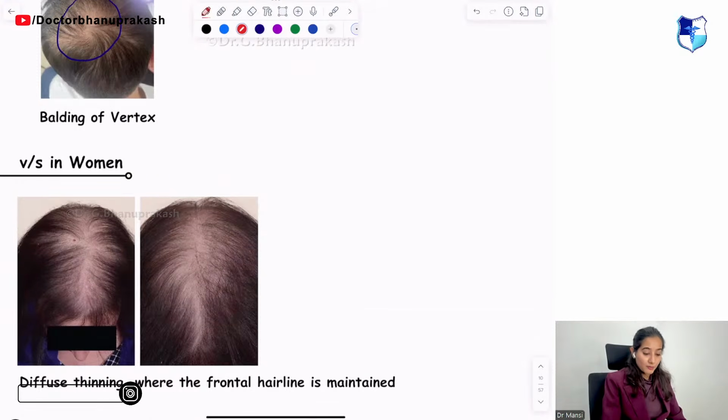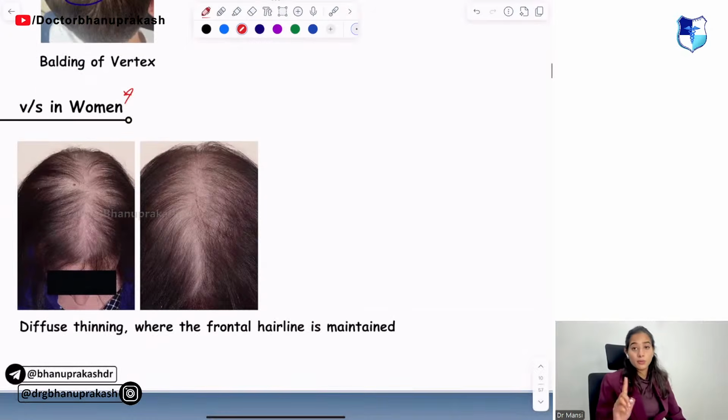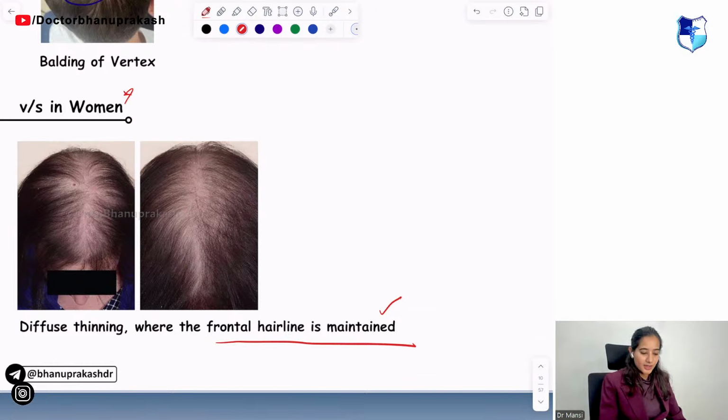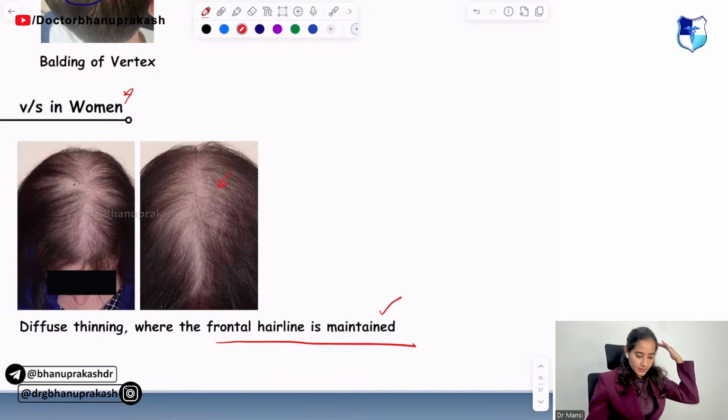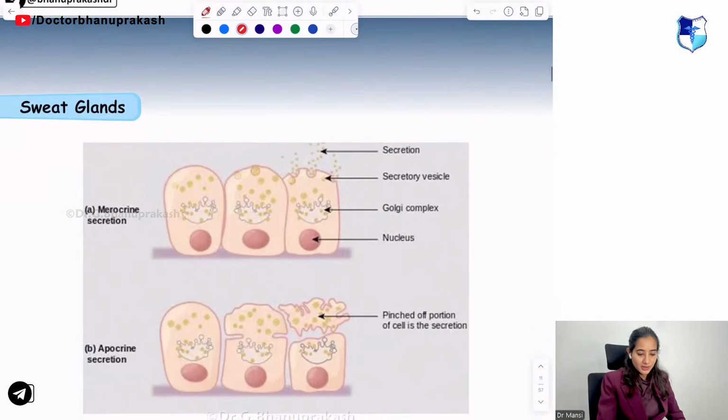Versus in women, what happens in women? Women will not have any hairline which is going backwards. Fine. The hairline is maintained. That is how you can do the differential of androgenetic alopecia in females versus men. And there is a diffuse hair loss. So the hair thinning happens in women. That's how it should be.